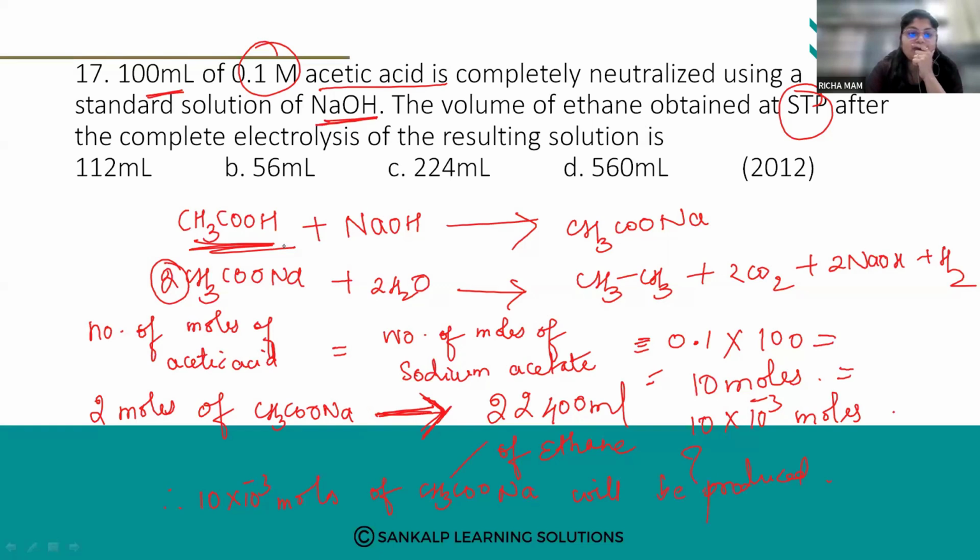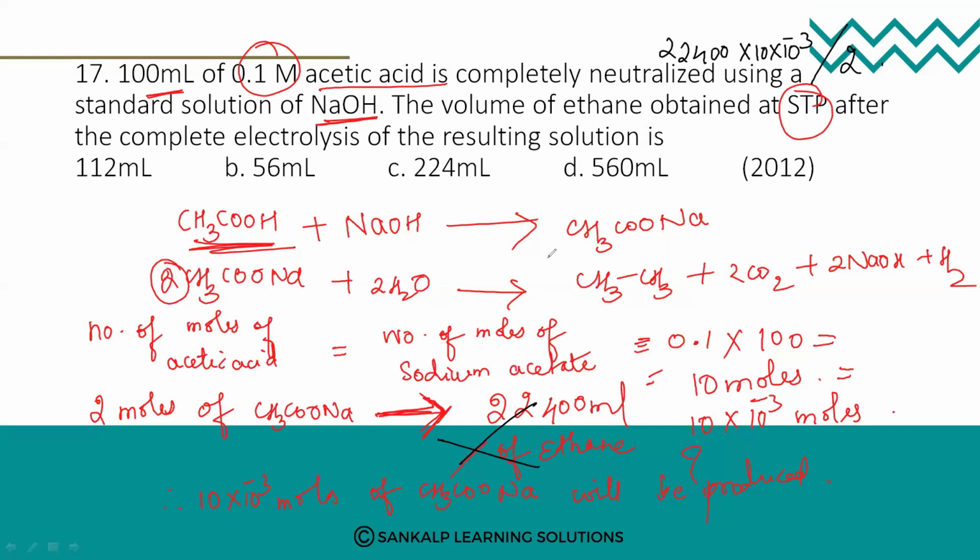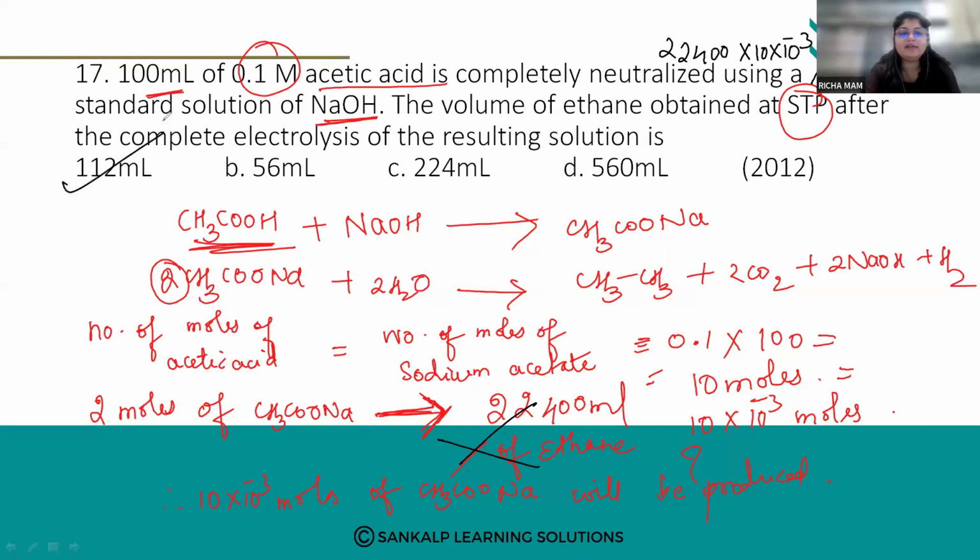So what are we going to do? We are going to do cross multiplication. So it will be 22,400 into 10 raised to minus 3, divided by 2. Just see how much you are going to get. Divided by 2. Just see. 112. Are you getting 112, everybody?